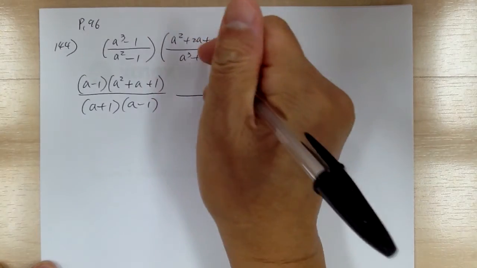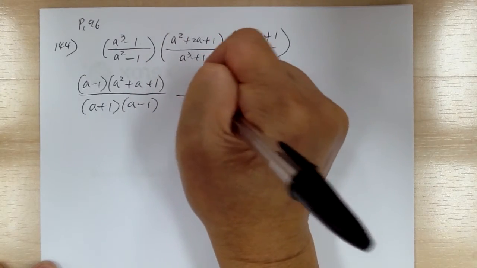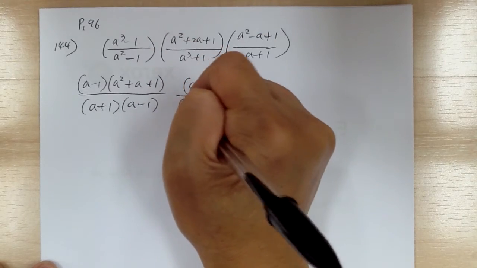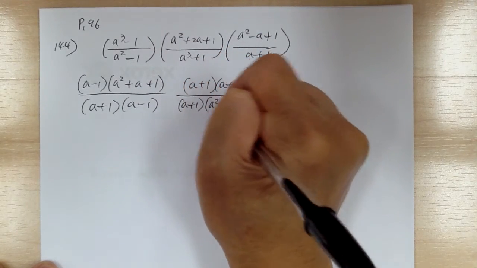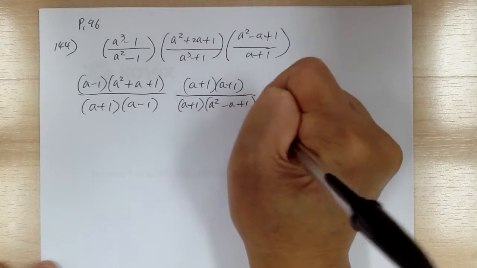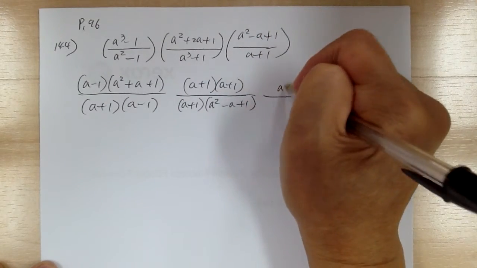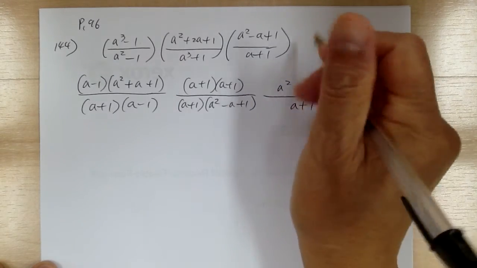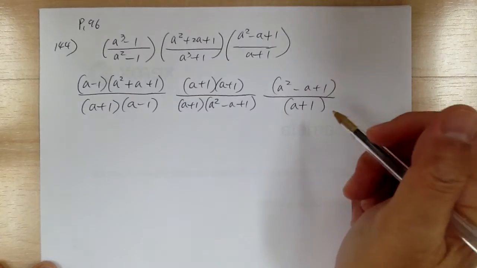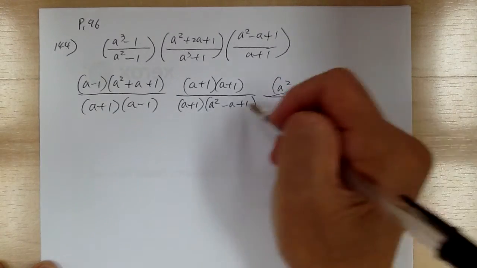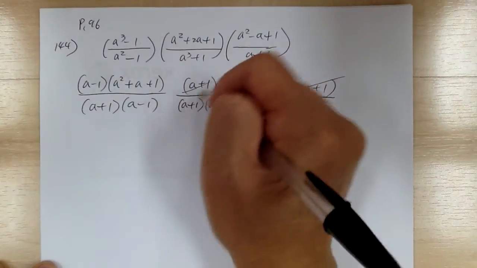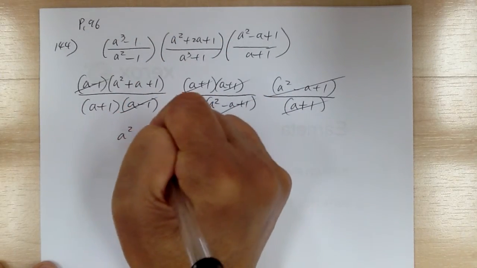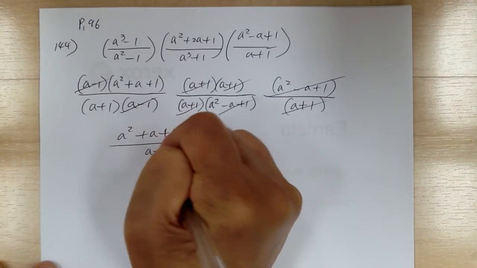Okay, on the second one, this is a perfect square. This will give you a plus 1, a plus 1. On the bottom it's a cube, so you're going to get a plus 1, then you're going to get a squared minus a plus 1. This one over here cannot factor, so this is already done. Okay, so now it's just a matter of canceling things out. This cancels with this, this with this, this with this, this with that. So your answer would be just a squared plus a plus 1 over a plus 1.